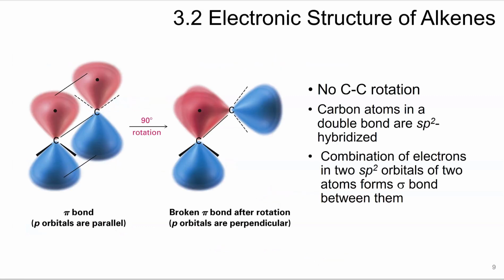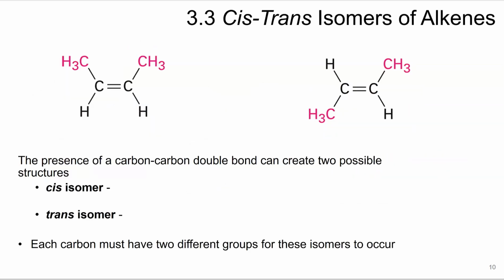If we look at the electronic structure of alkenes, they have a pi bond and a sigma bond. P orbitals are parallel to each other, and if you rotate them, the pi bond is going to be broken. So there's no carbon-carbon bond rotation in an alkene. We have sp2 hybridized carbons, and those form the sigma bond, which is the first one. The second one is a pi bond, and our bond angles are 120 degrees. We can have cis and trans isomers of alkenes.